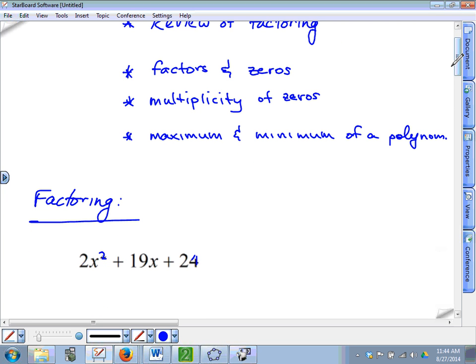Okay. Let's start this again. So, factoring. 2 times 24 is what Parker said is 48.